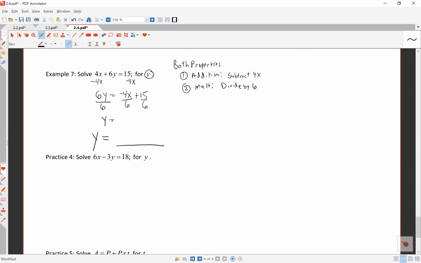That gives us y equals negative 4/6x plus 15/6. Negative 4/6 is negative 2/3. 15/6, 3 goes into 15, 5, and 3 goes into 6, 2. And so now we've isolated y, and we say y is equal to negative 2/3 x plus 5/2.